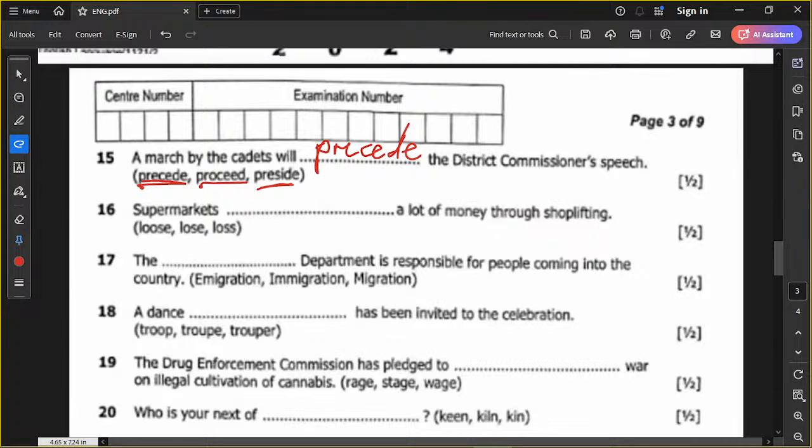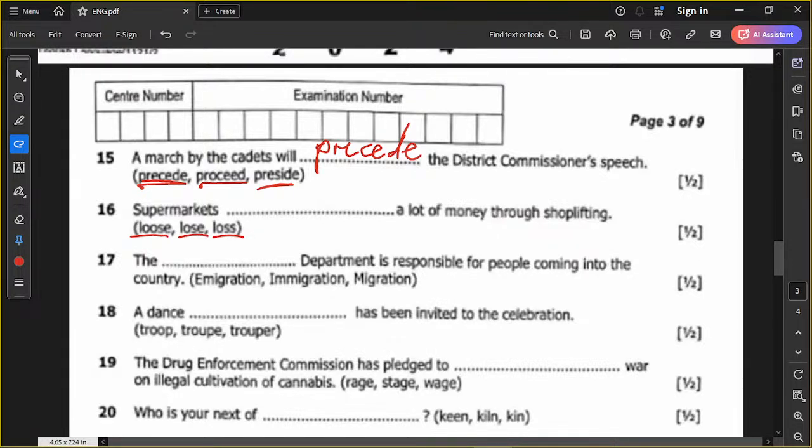Okay, we go to question 16. Question 16. Supermarkets dash a lot of money through shoplifting. Okay, so we have lose, lose, loss. Okay, so which one is correct here?